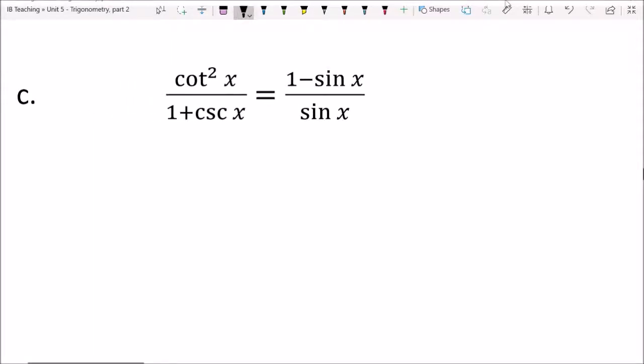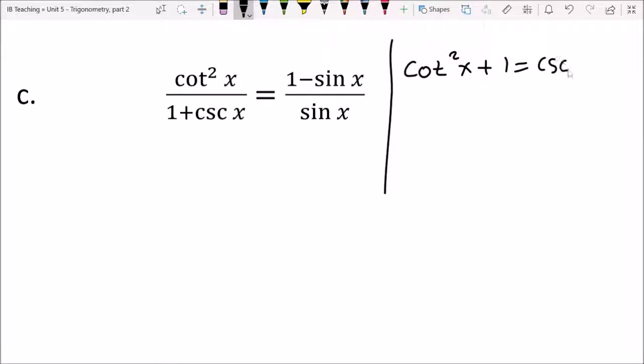A really fun one. Sometimes a technique that can be helpful is we look for something that's way different than everything else. So here, this is first degree, first degree, first degree, second degree. Okay, that might be a hint that maybe something is a little bit different here. So I want to try to identify the identity that uses cotangent. Cotangent squared x plus 1 equals cosecant squared x.